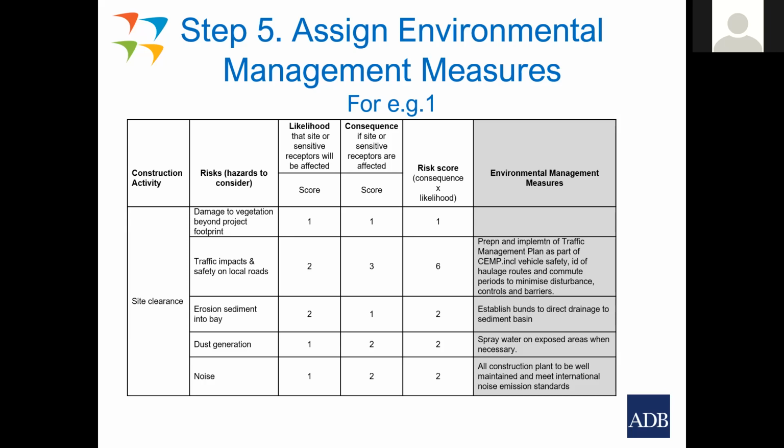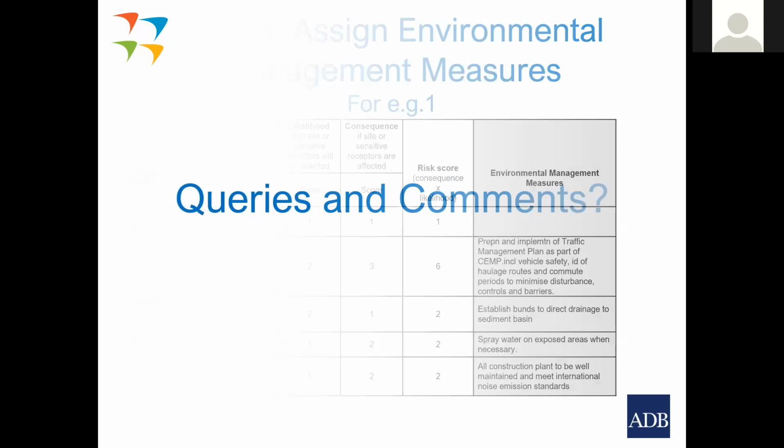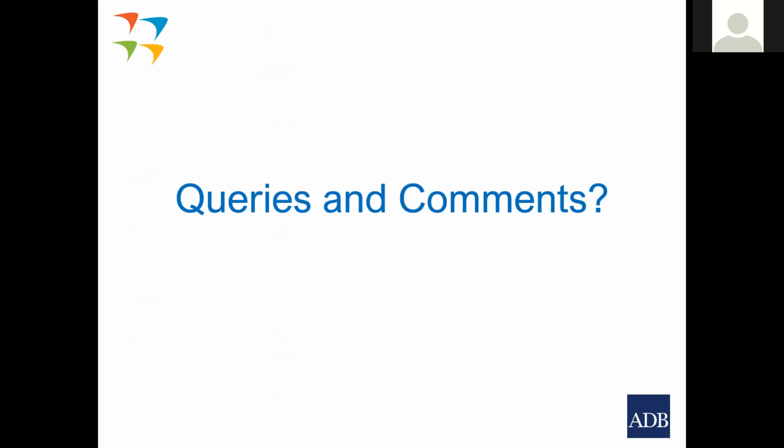For those, you can see, for erosion and sediment, dust generation, noise, it's just standard good construction practice. Good construction environmental practice would be sufficient environmental measures for those lower risk score numbers. So we've just gone through our first example. Before I go into the second example, have we got any queries or comments on this approach or what we've gone through?